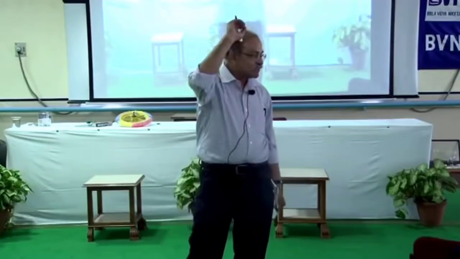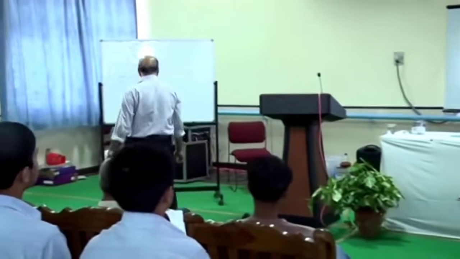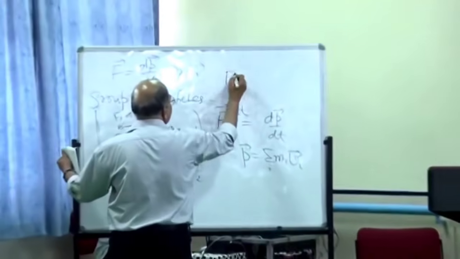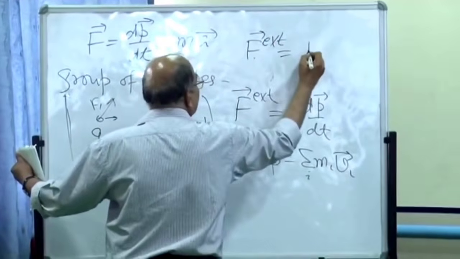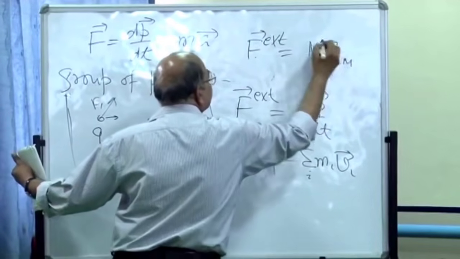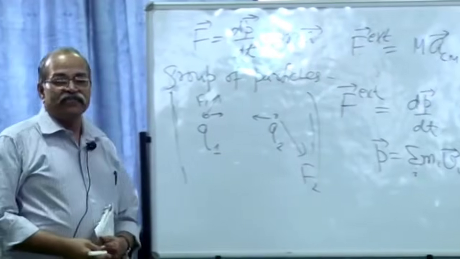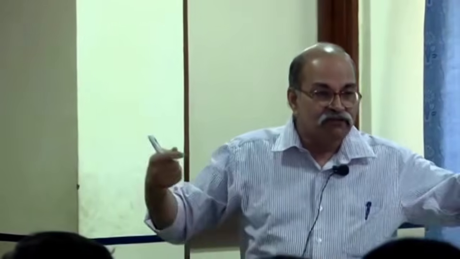There are some mathematical definitions. I will not talk much about center of mass. This equation can also be written as F external is equal to total mass, the total mass of the group, times the acceleration of the center of mass. So these are the laws, these are the equations, not independent. You can derive all these things from the basic F equal to ma for a particle, but these are the equations which govern the system, right?